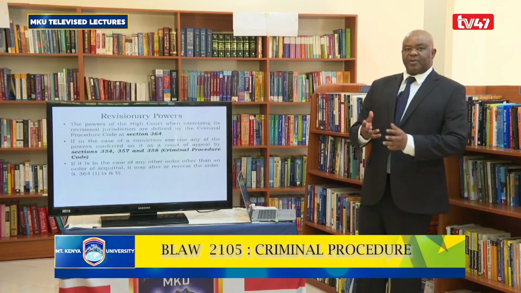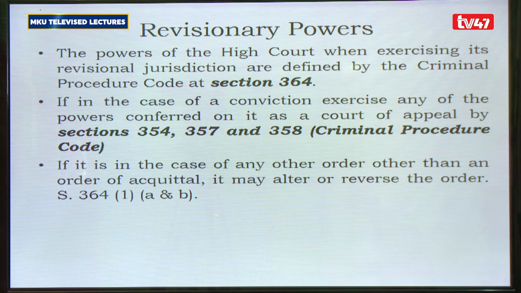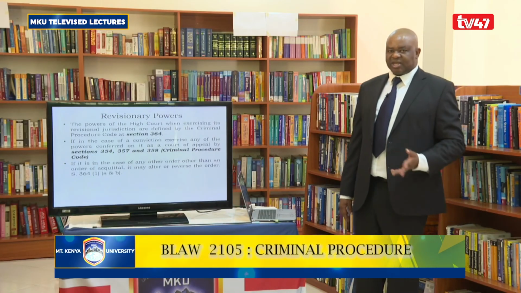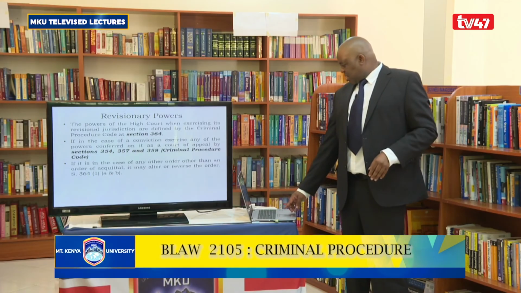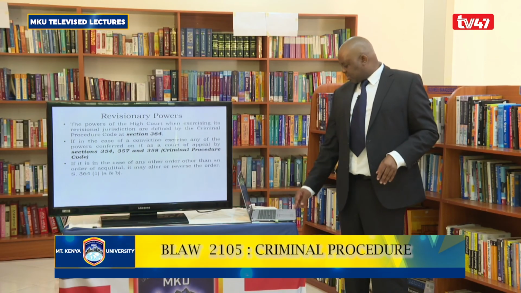Then the High Court, while exercising this power, pursuant to Section 364, can also exercise the powers under Sections 354, 357, 358 in respect of an appellate court, whereby it can either remit the matter back to the lower court, or order for a new trial, or take additional evidence, or increase the sentence, or reduce the sentence, quash the sentence, alter it. And of course, it can also reverse or alter as stated.